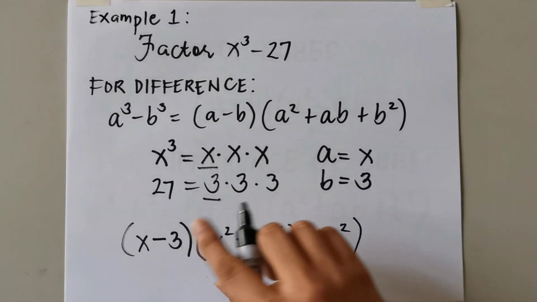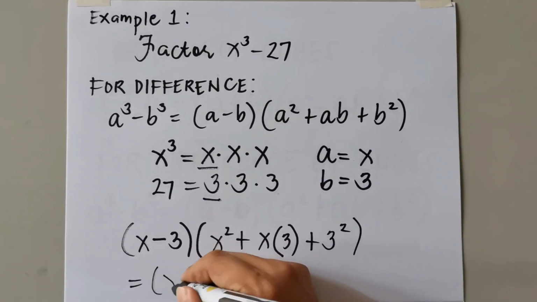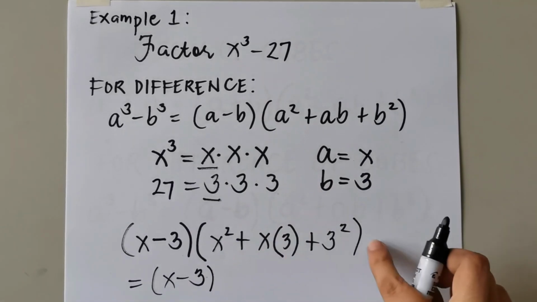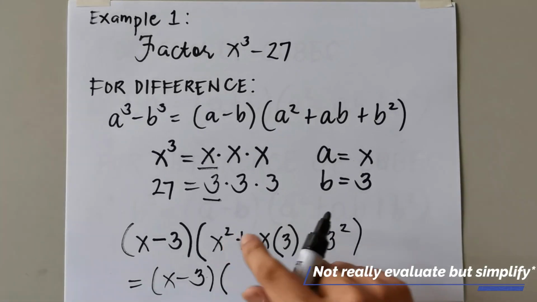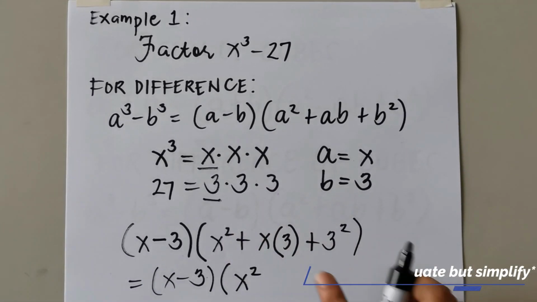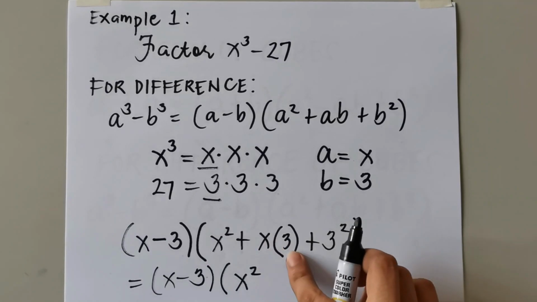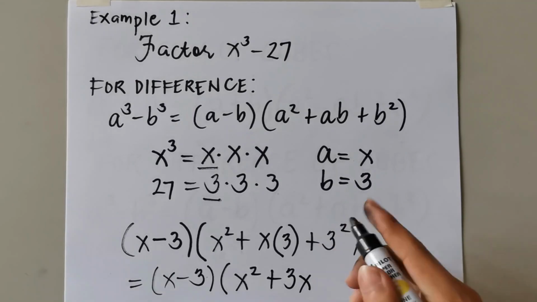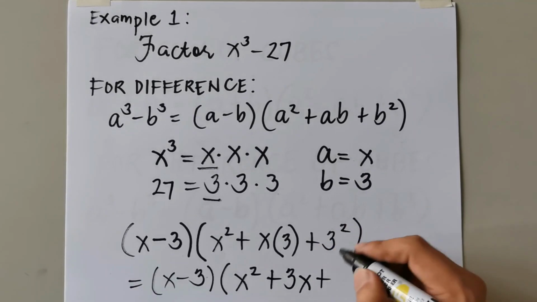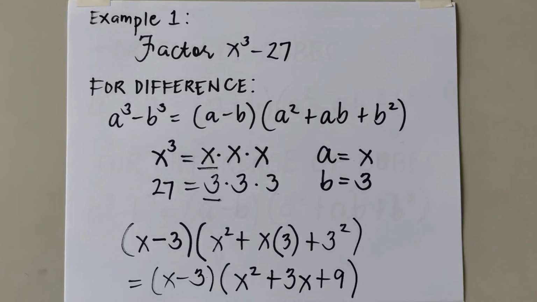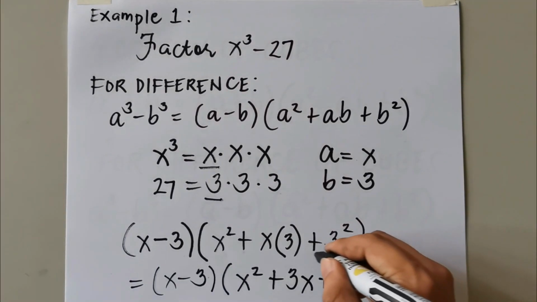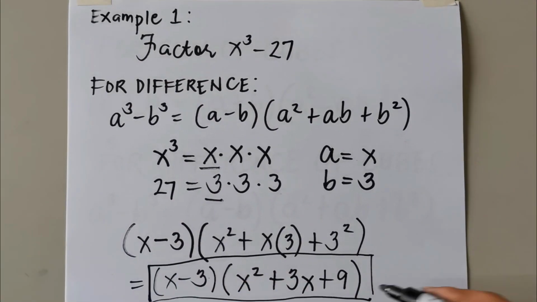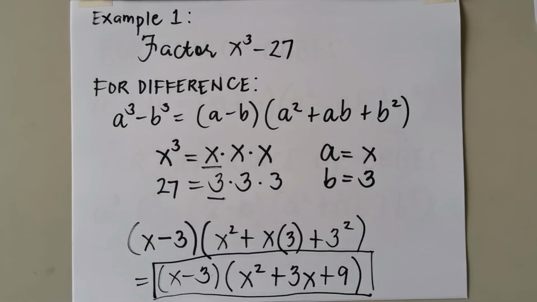Now, what's left to do is to simplify this part. So copy the first quantity, x minus 3, and then evaluate this part. For x squared, you will just have to copy, and on this part, you will multiply. So that's 3x, and 3 squared will get 9. So this is our final answer. Now let's have another example.